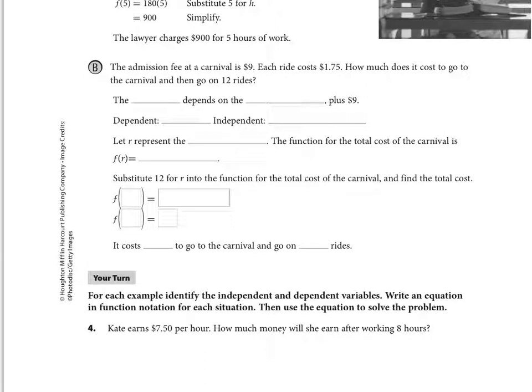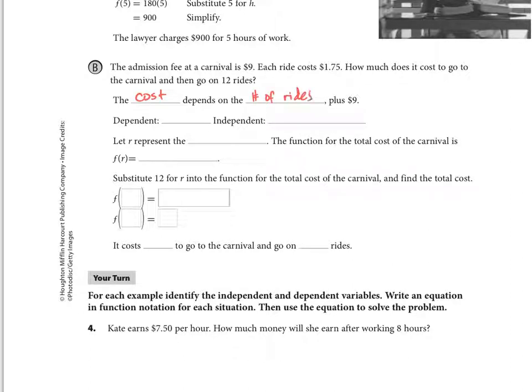So we need a dependent and an independent variable. We need to figure out the two quantities. Right? That's the hard part. The quantities are the things that represent numbers. Don't give me numbers, but I want to know what is a description of the numbers. So we have cost, and then we have rides, the number of rides. Does the number of rides depend on the cost, or does the cost depend on the number of rides? Okay, so the cost depends on the number of rides.